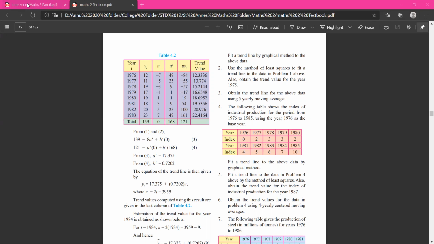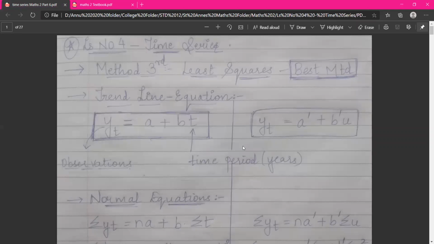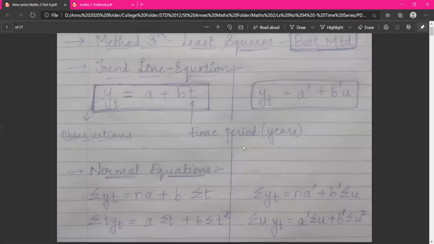So we are starting with the least squares method. Before that, let me give you an outline of how this method will be solved and on what basis we are going to solve it. As you can see, we'll be using a trend line equation. I hope you are all clear with the line equation, the slope of the line, जैसे होता है y is equal to mx plus c. In a similar manner, we are using a linear equation over here.